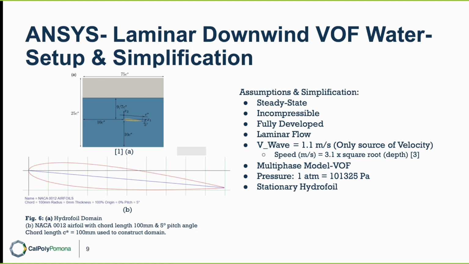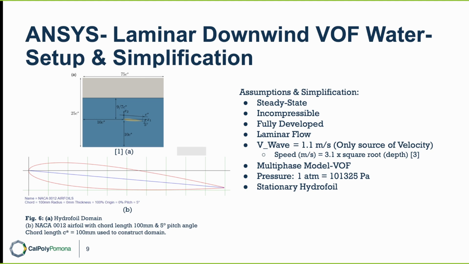So for the ANSYS setup, we were actually given a domain in the paper, and it's going to be 75 by 25 control volume multiplied by the chord length of the hydrofoil. So we actually chose a 100 millimeter chord length with a 5-degree angle of attack. And for the laminar model specifically, the assumptions I made were that it was steady state, incompressible, fully developed, and again laminar. And due to the laminar nature, I assume that the only source of velocity is going to be the velocity of the wave at 1.1 meters per second, and that the hydrofoil is stationary in the water.